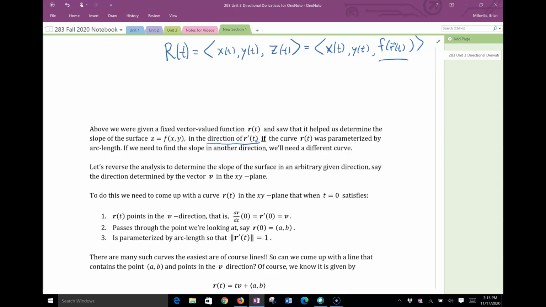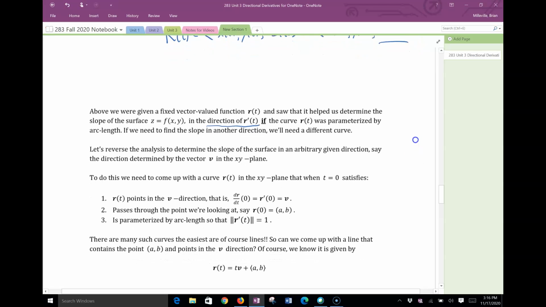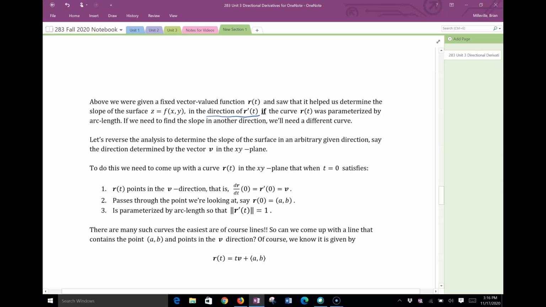That will help us determine the slope of the surface if the curve was parameterized by arc length. What if we want to go in a different direction, some other direction other than r prime of t or r prime of 0, whatever it might be? If that's the case, we might need to find a different curve. So what we want to do is reverse the analysis that we've gone through and ask, how do we find the slope of the surface in an arbitrary given direction? For instance, the direction determined by some vector little v in the xy plane.